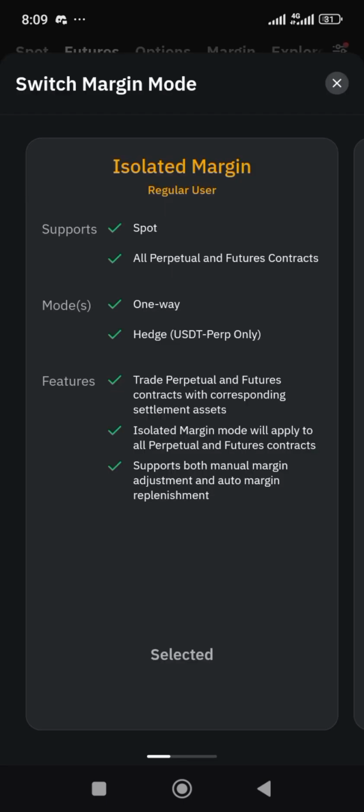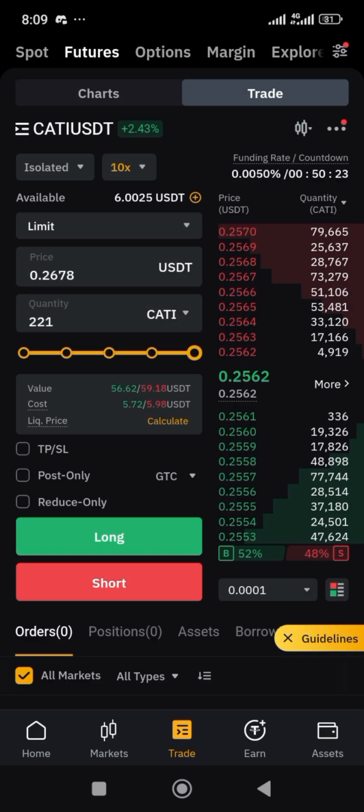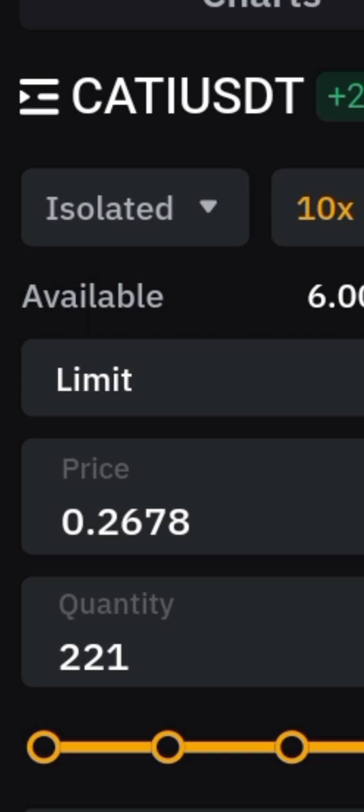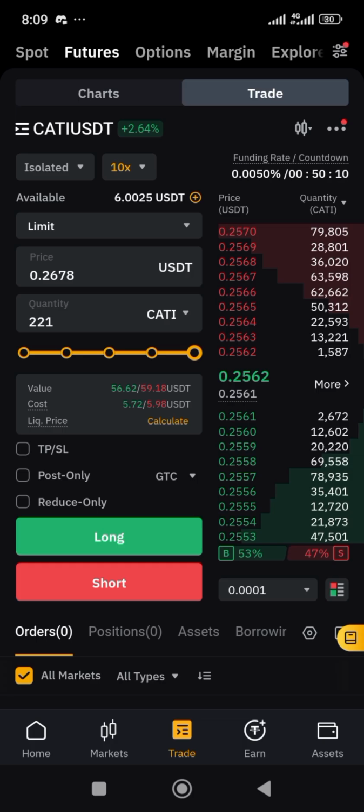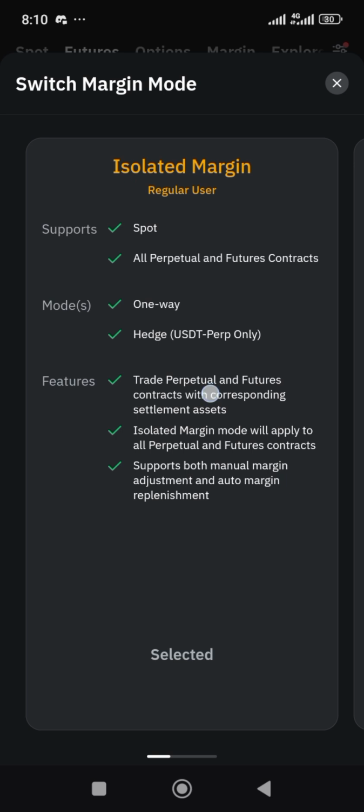Isolated. What is isolated? Isolated means this trade is restricted to this money in this wallet. When this money gets exhausted, do not move over to other tokens or other monies in my wallet. When this money gets exhausted, please terminate this trade. Don't go and drain my other resources. That is what isolated means.